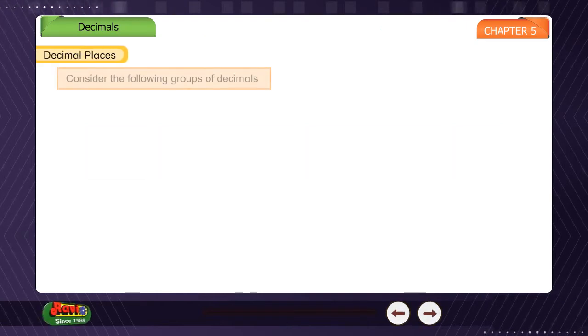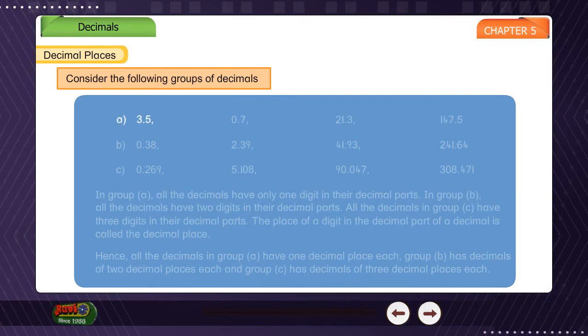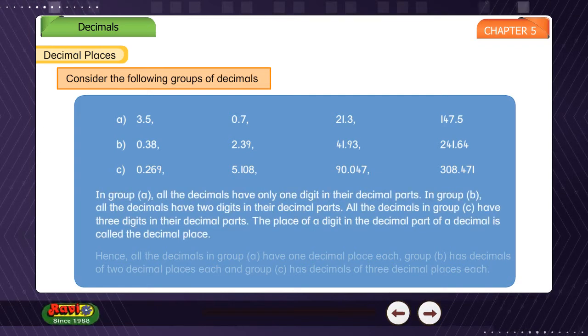Decimal places. Consider the following groups of decimals. A. 3.5, 0.7, 21.3, 147.5. B. 0.38, 2.39, 41.93, 241.64. C. 0.269, 5.108, 90.047, 308.471. In group A, all the decimals have only one digit in their decimal parts.